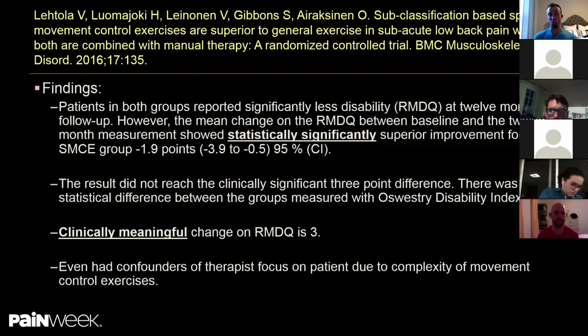They had a change of 1.9 points more. But if you actually look at a clinically meaningful change for the Roland-Morris Disability Questionnaire, it's 3. So these people did have a statistically significant change of 1.9 greater than the control group or the general exercise group, but it did not even come close to reaching clinically meaningful change.